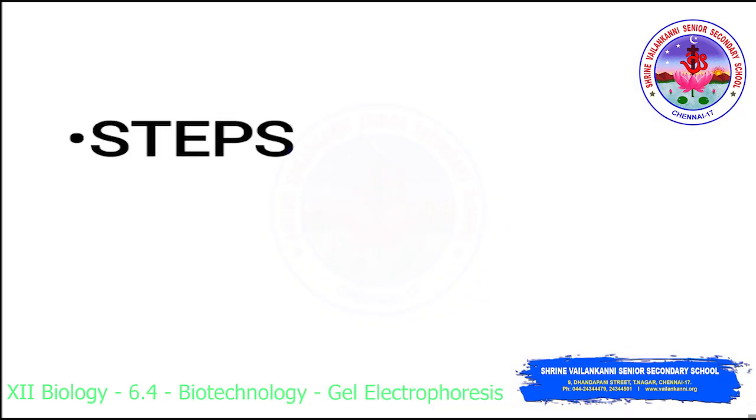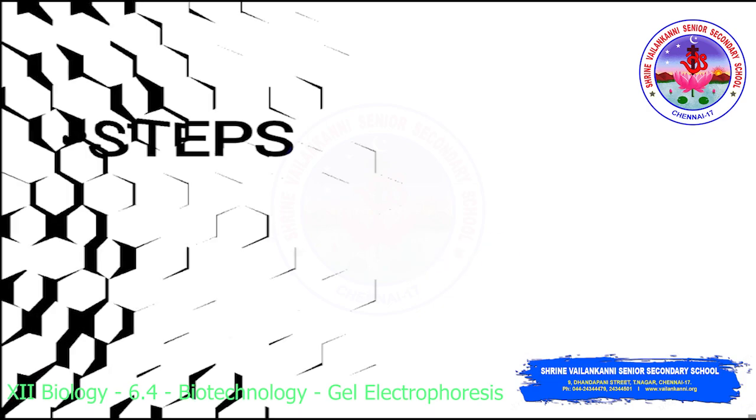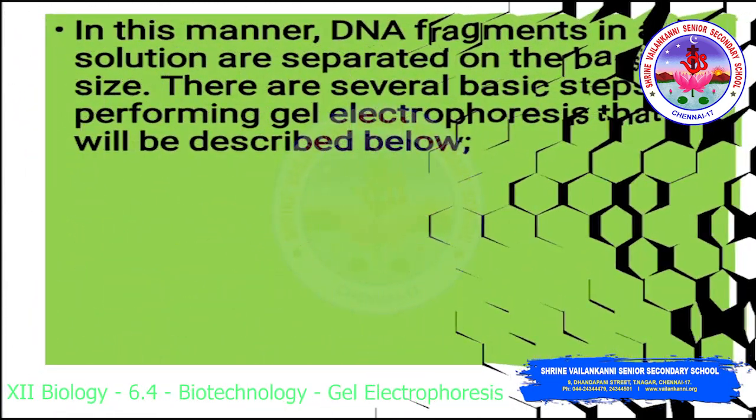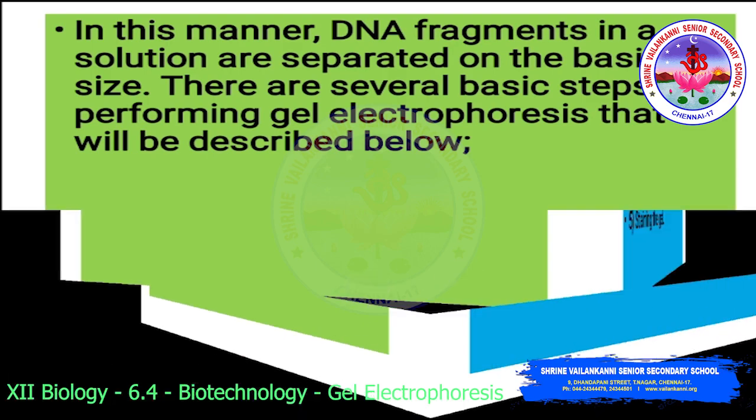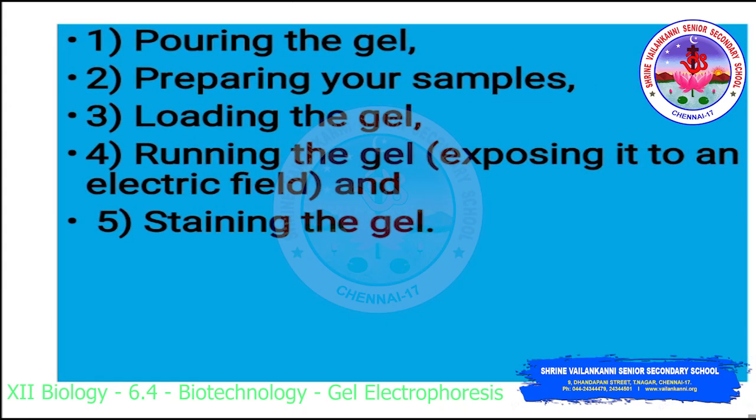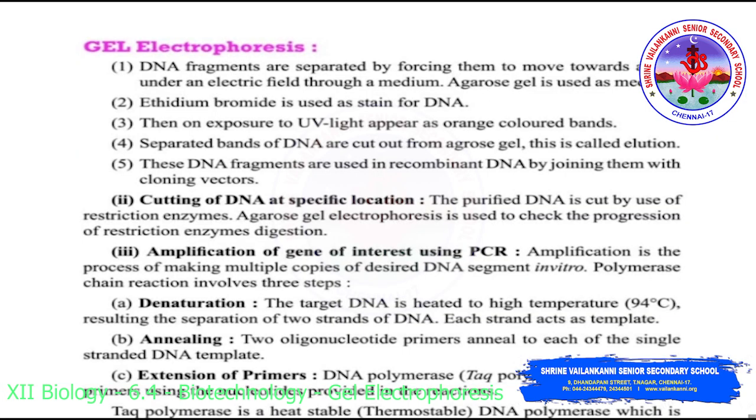What are the steps involved in it? In this manner, DNA fragments in a solution are separated on the basis of size. There are several basic steps to performing gel electrophoresis. Pouring the gel, preparing your sample, loading the gel, running the gel and staining the gel. So these are the steps involved in the gel electrophoresis process.